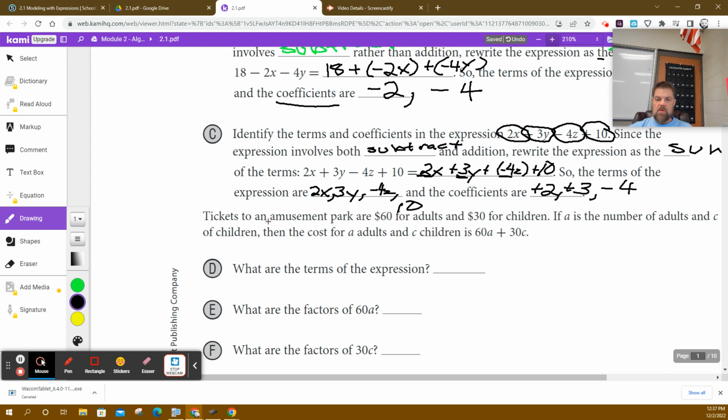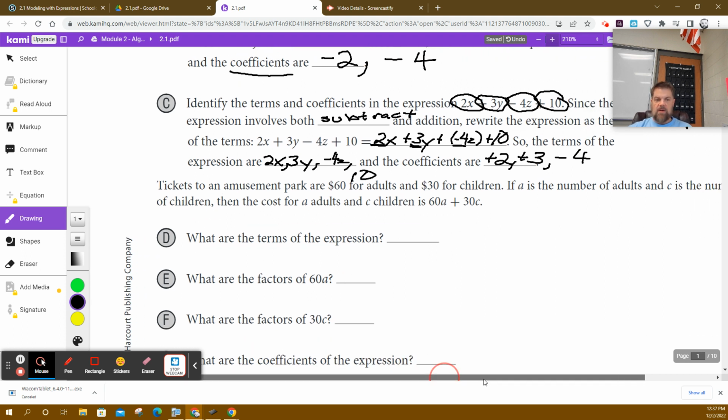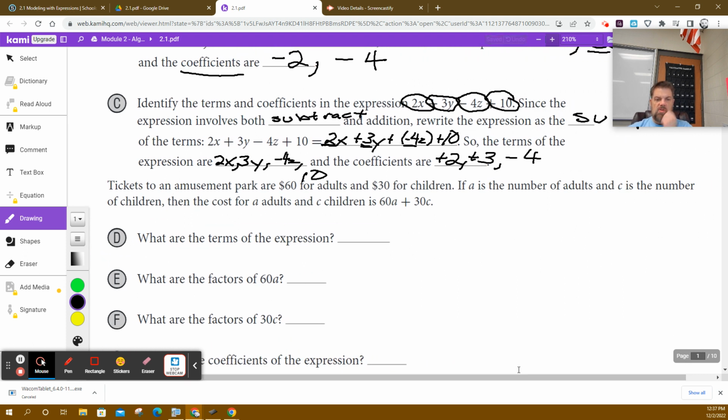Here's an example of what we're talking about when we talk about linear models. It says tickets to an amusement park are $60 per adult and $30 for children. If A is the number of adults and C is the number of children, then the cost for A adults and C children is 60 times A plus 30 times C. What are the terms of the expression? 60A and 30C.